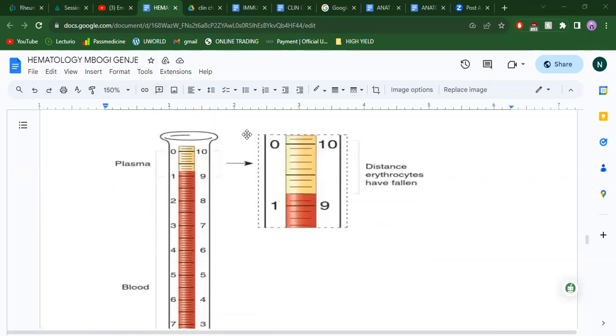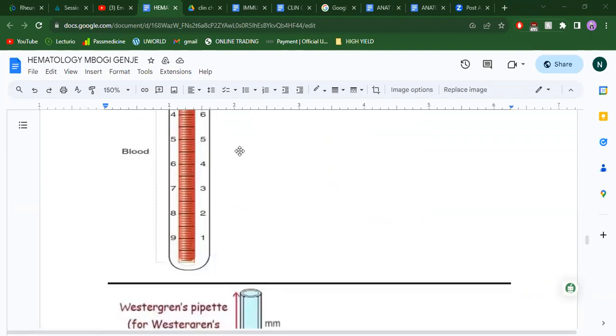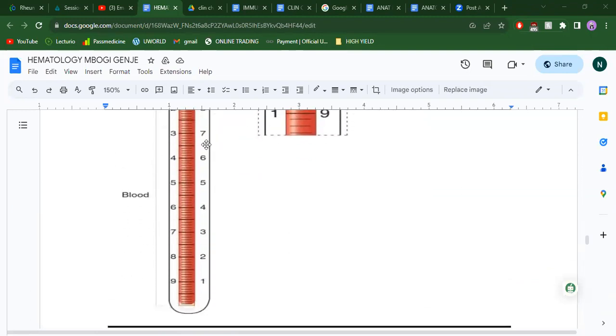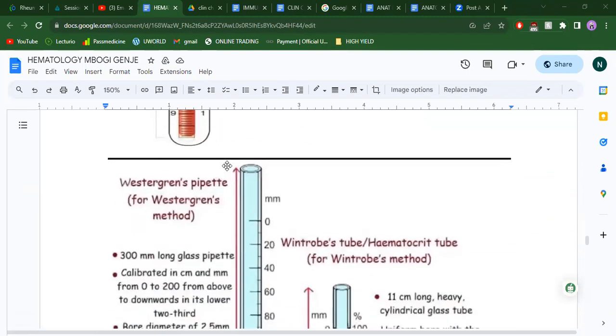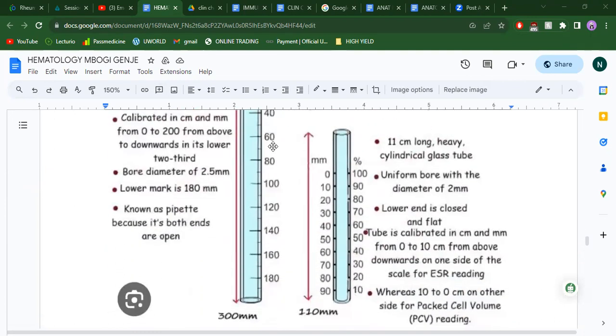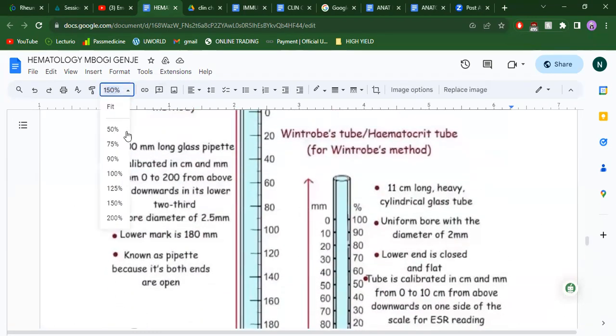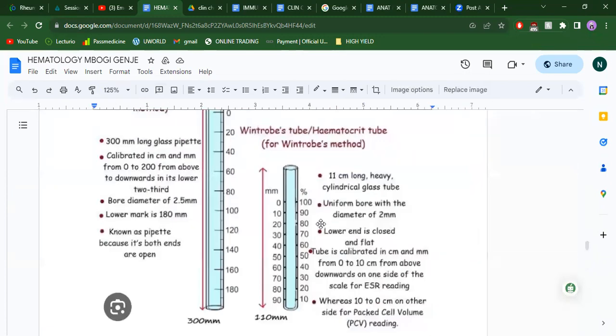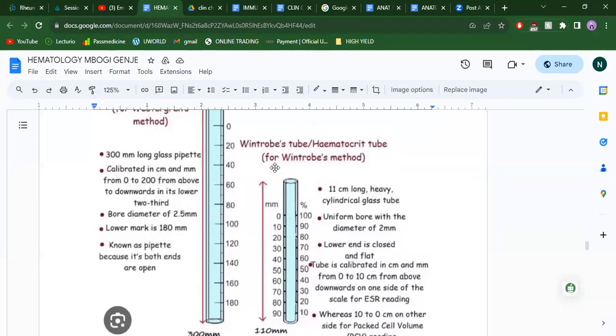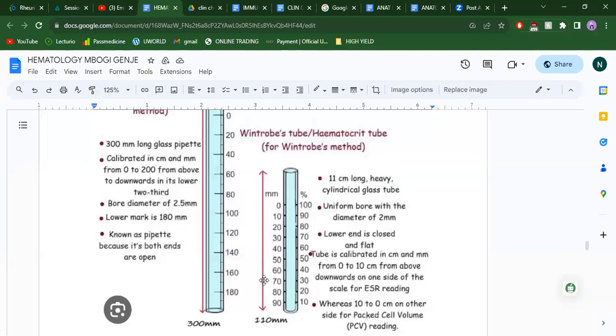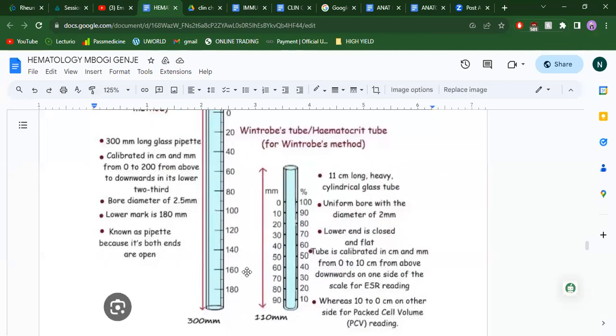So what is this? How do I differentiate between Western Green and Winthrop? Here's a good slide. I check which one is closed at the end. Winthrop is closed at one end. This one is open at both ends.